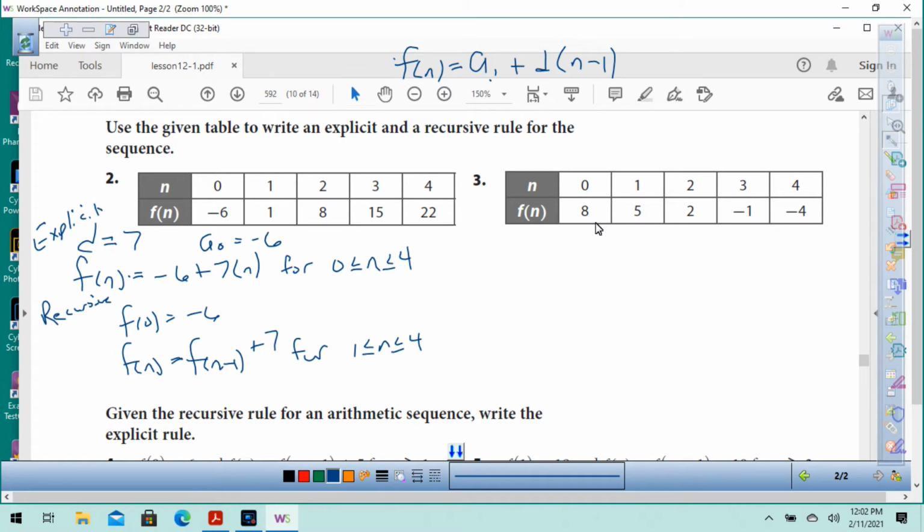Number 3 is going to be, well, again, it starts at 0, so we're going to have a sub 0 equals 8. And then what do we got? 5 minus 8, that's going to be negative 3. And then 2 minus 5, that's going to be negative 3. Negative 1 minus 2 is going to be negative 3. And again, negative 3. So D equals negative 3.